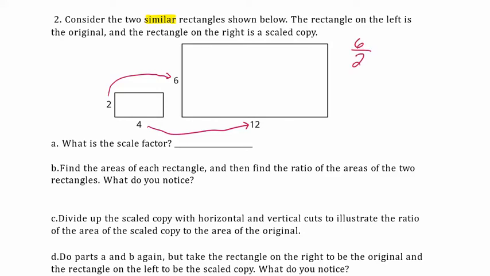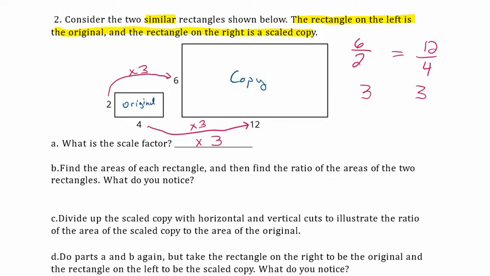So the ratio 6 to 2 is equivalent to the ratio 12 to 4. They're proportional. And if we divide those, we get 3. So that means that each of these lengths was multiplied by 3. So it has a scale factor of 3. Now, just a word of caution here. In the directions, it said the rectangle on the left is the original and the rectangle on the right is the copy. So this was the original and this was the copy.